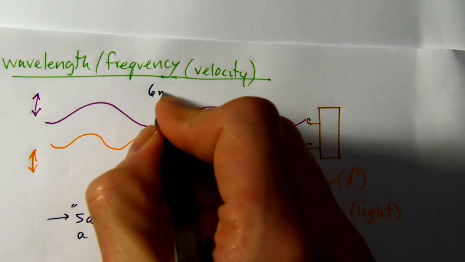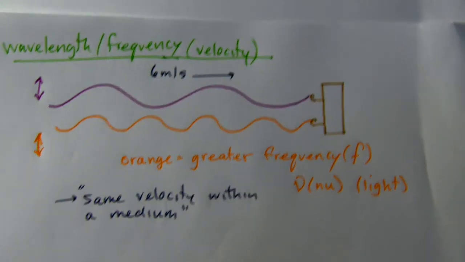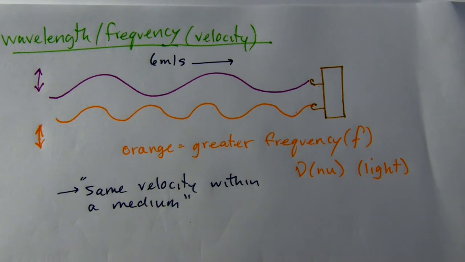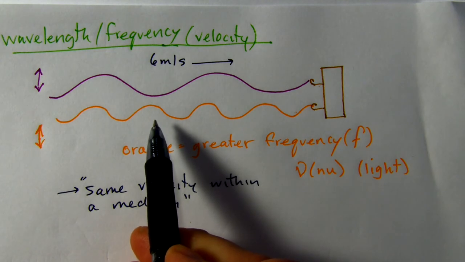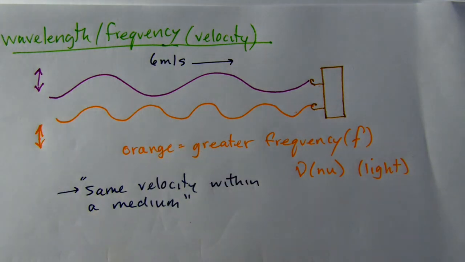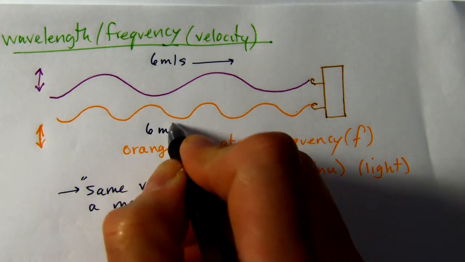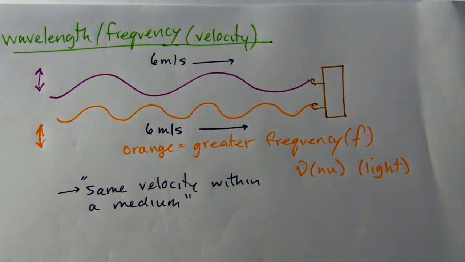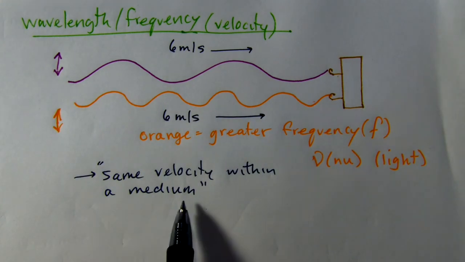So we could say that this goes 6 meters per second. And that's the velocity of the wave. Okay? But now we could talk about the orange one. Now we could say it's the same spring. We colored it orange so we know it's different. But if we use the same compressed spring, it still travels at 6 meters per second. Okay, so that's an important thing to know, is that the velocity within the medium doesn't change.